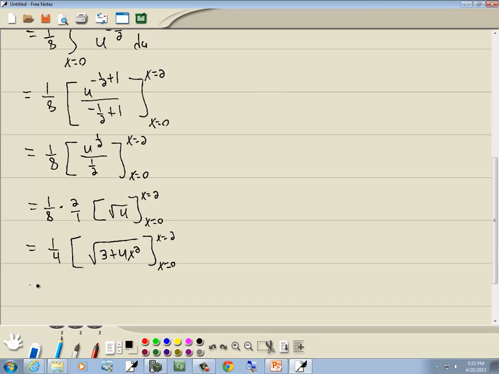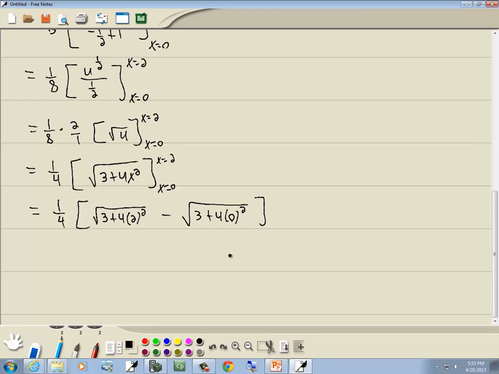And now we're ready to plug those in. So I'll plug in my 2. So I'll have the square root of 3 plus 4 times 2 squared, minus the square root of 3 plus 4 times 0 squared. Fundamental theorem of calculus. So we get 1/4 times, 2 squared is 4, times 4 is 16, plus 3 is 19. So we got the square root of 19, minus 0 squared is 0, times 4 is 0, which leaves us square root of 3.